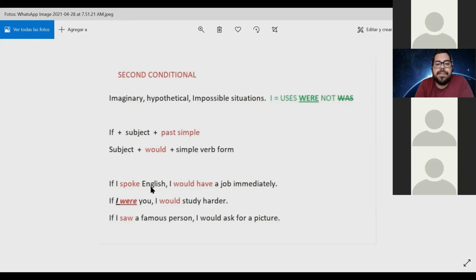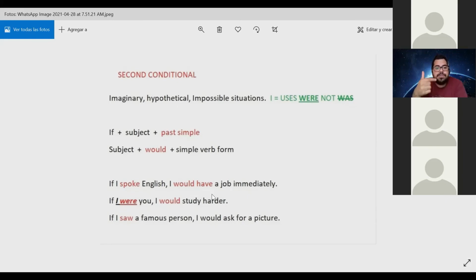¿Cuál es el resultado? I would study harder. That's a good one, guys. Look at this. If I were you, guys, I would study harder. Okay, so look at this. If I were you, we use were, okay, in I. I know that it sounds strange, okay, suena raro. If I were, but English, okay, guys, second conditional.